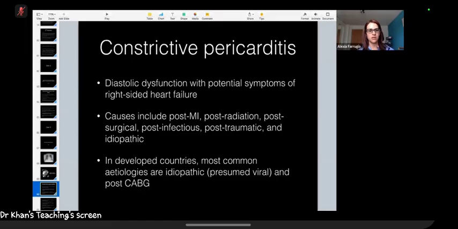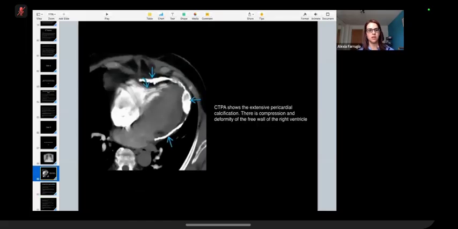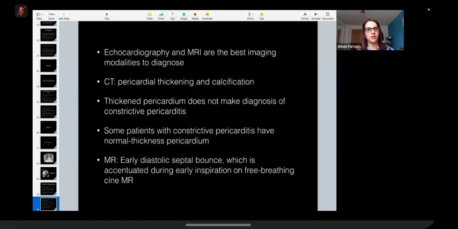So the key to this diagnosis, as opposed to an aneurysm, is the short history, and also the fact that it's causing molding and compression of the wall of the RV. Usually an aneurysm is an outpouching, rather than an indentation. Echo and MRI are your best imaging modalities to diagnose this, but on CT we should raise a suspicion if we see pericardial thickening and calcification, and especially if we see deformity compressing the right ventricular chamber.